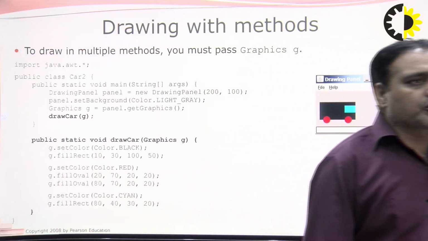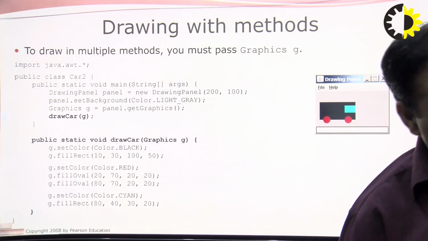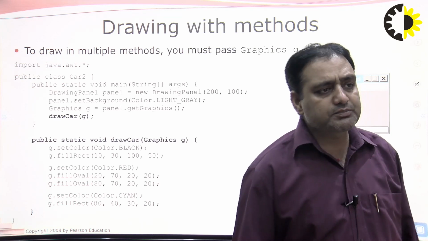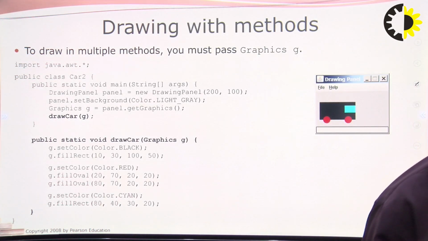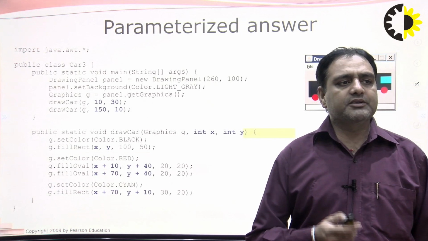Drawing with methods. To draw with multiple methods, you may pass Graphics g. Here you can use light gray. You can use the color methods: Color.black, Color.red, Color.cyan, and setColor and fill, fill red. Those are the two methods we can use, through the Graphics object parameter.